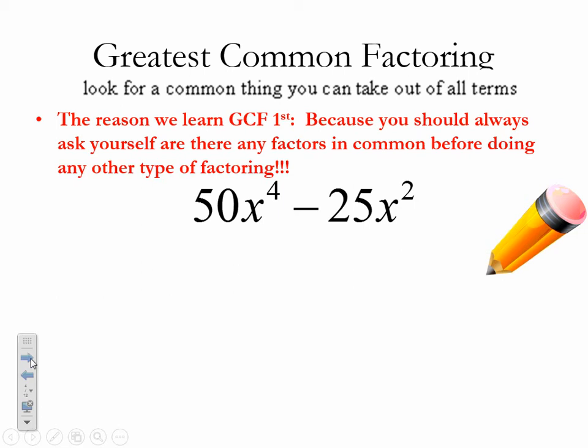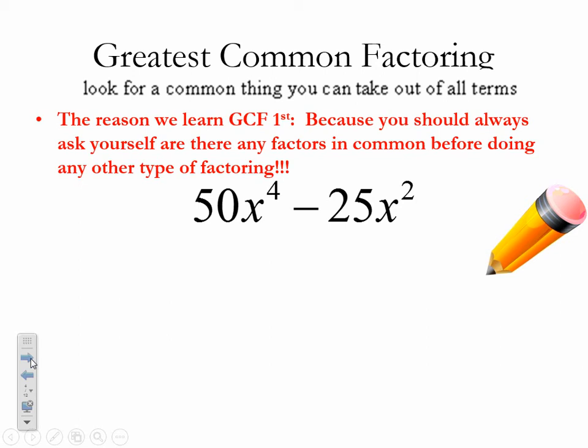So the reason we do greatest common factor first is because you should always ask yourself if there are any factors in common before doing any other type of factoring. So this is your number one go-to. This is the thing you always check first. It makes the problem easier if you do this first.